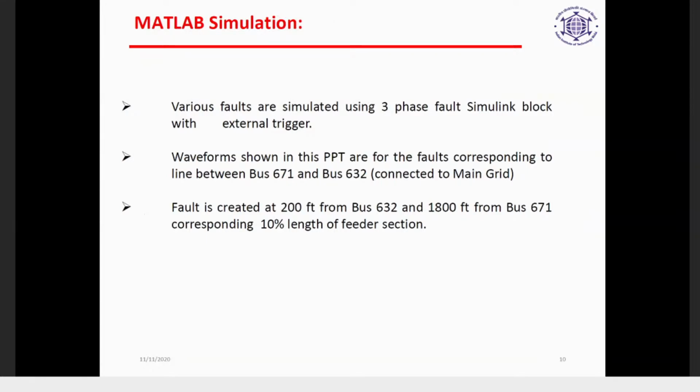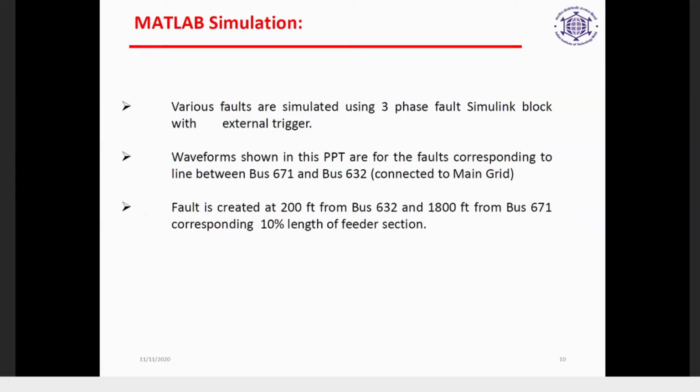So what we have done is we have first of all simulated various three-phase faults in the simulation block using the external trigger. In the next few slides, I will show you some of the PPTs which show the faults between the line 671 and 632. Of course, this is connected to the main grid. We will also consider the cases which are connected to the islanded scenario. The fault is created at 200 feet from the bus 632 and 1800 feet from the bus 671, which corresponds to 10% length of the feeder section. So we are not just identifying the type of the fault, but also the location of the fault.